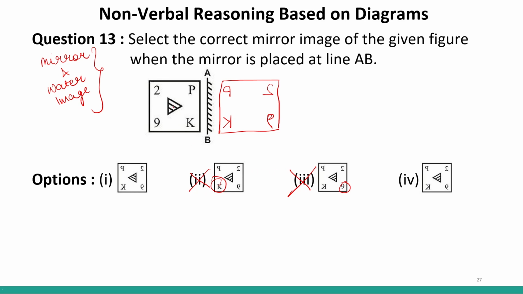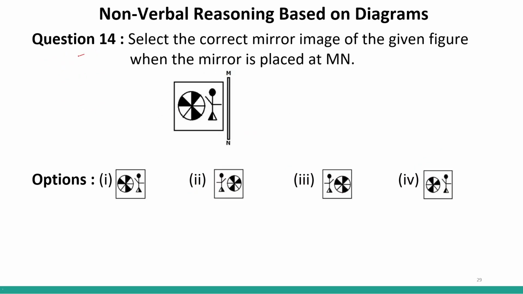Now let us look at this triangle. So this triangle will look something like this, and the lines will look something like this. The lines will also invert. So this is given in option number 4. So option number 4 will be your correct answer to this question. Clear? Question number 14. Again a mirror and water image question.